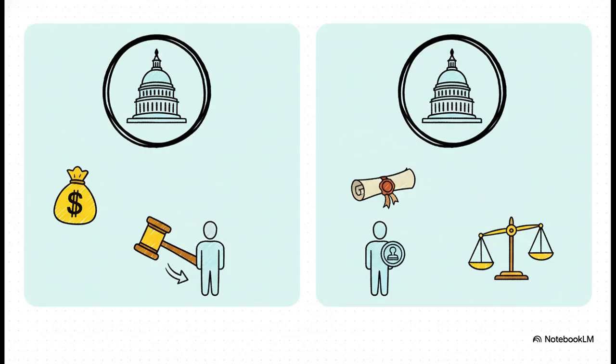But the Senate gets the final say on some really big stuff. They get to ratify treaties with other countries, they confirm the president's appointments, think cabinet members and judges, and this is key, if the House impeaches someone, the Senate holds the trial.